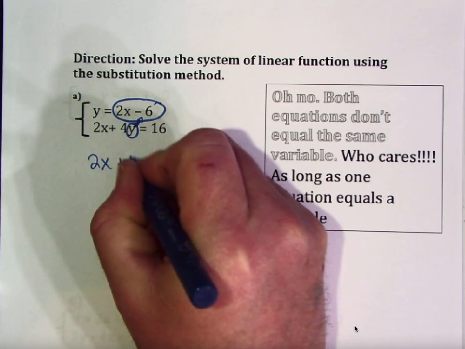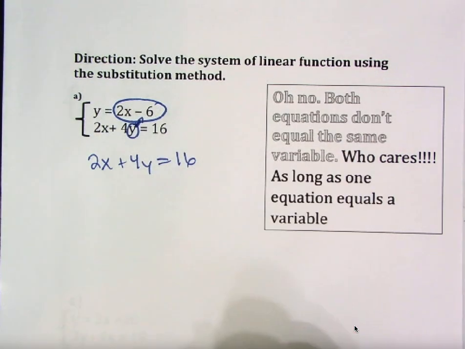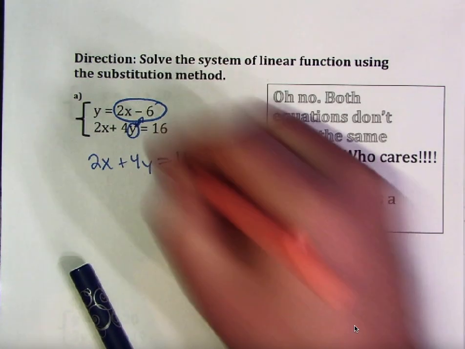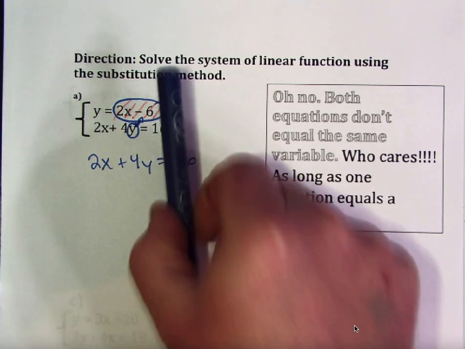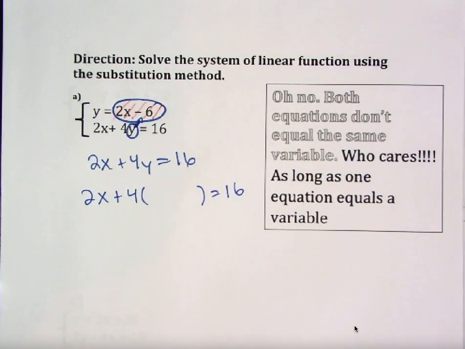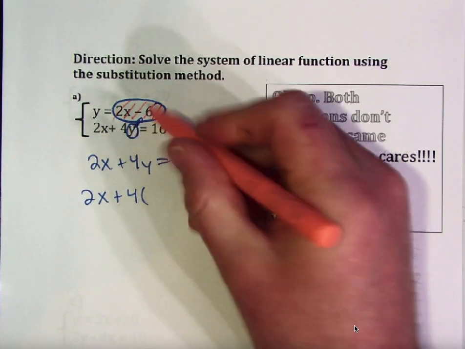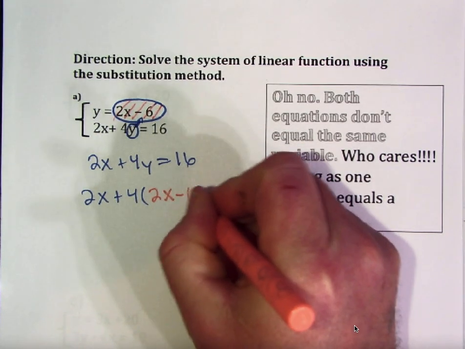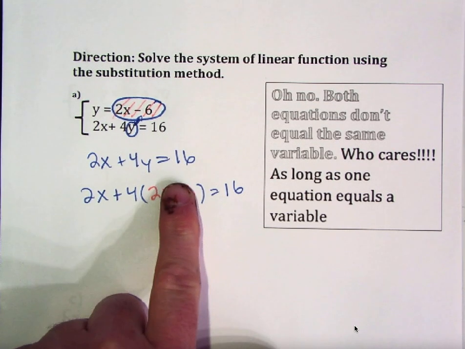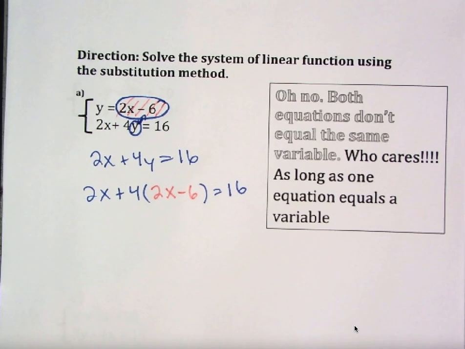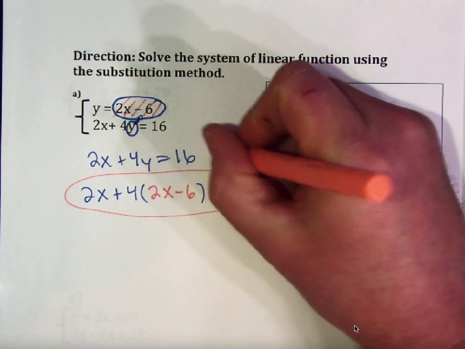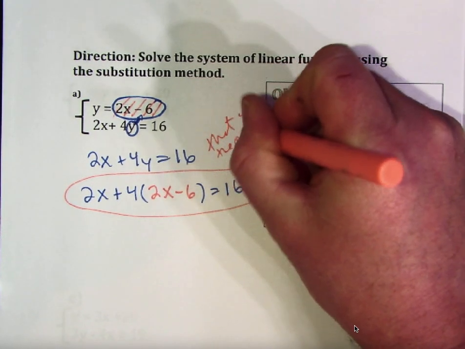So this is what I mean. You have 2x plus 4y equals 16. But you know that y equals 2x minus 6. So I'm going to substitute it in. I'm going to take 2x plus 4y. And the only thing I'm going to do is switch the y out with what it equals, which is 2x minus 6. Substitution. Just like if it was a 2, I could put a 2 in for y. We have to put something else in. Okay? And that is the one new thing.